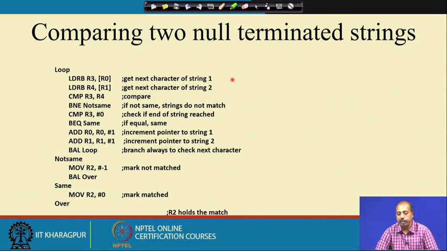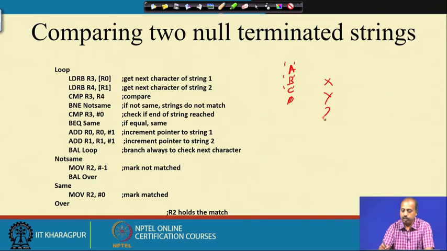So, we want to compare two null terminated strings. Null terminated string means, if the first string is say ABC, they are stored in successive locations: character A, character B and character C, followed by a 0, the null character. And the other string may be some x, y, z, w like that, and then 0. So, this is the other string.